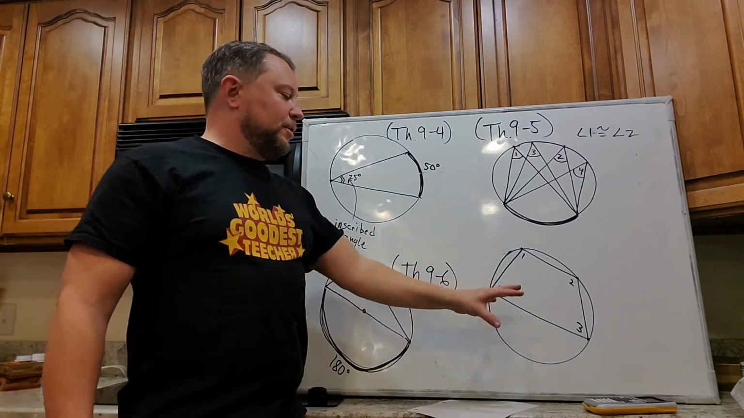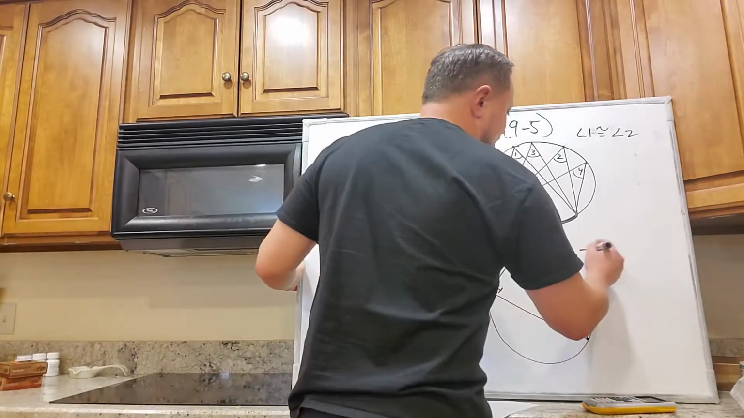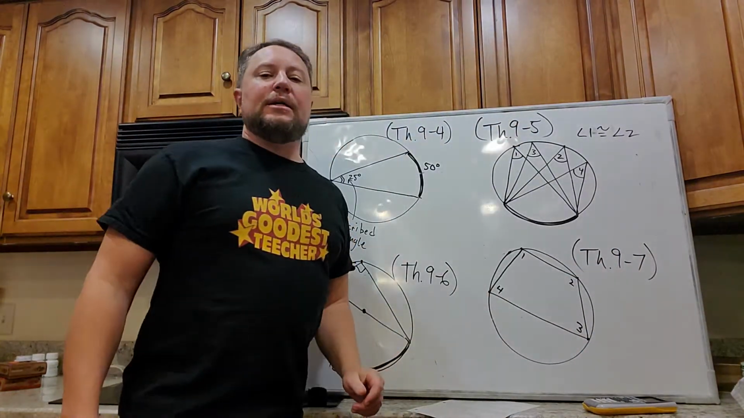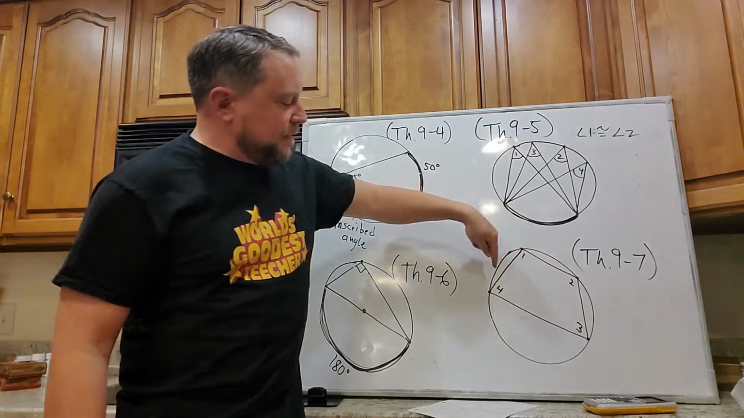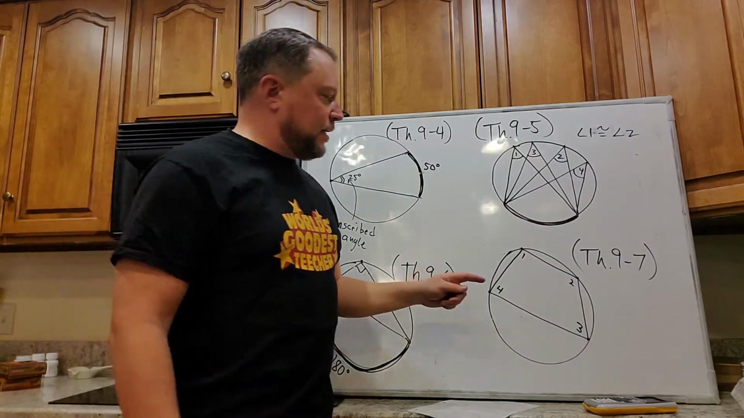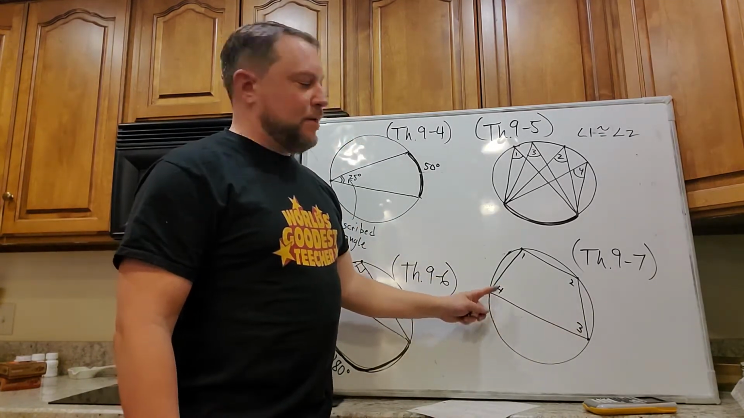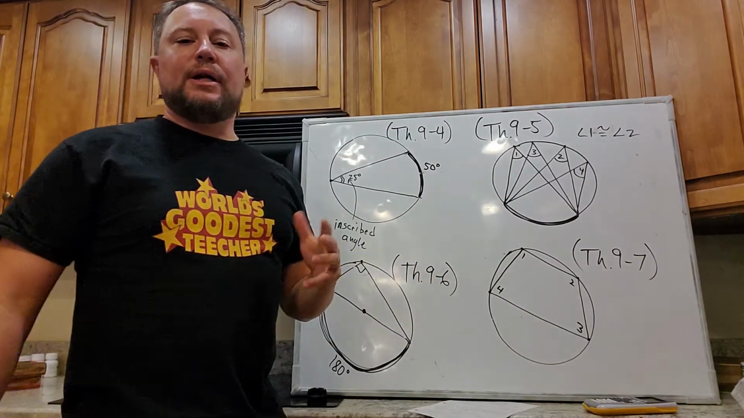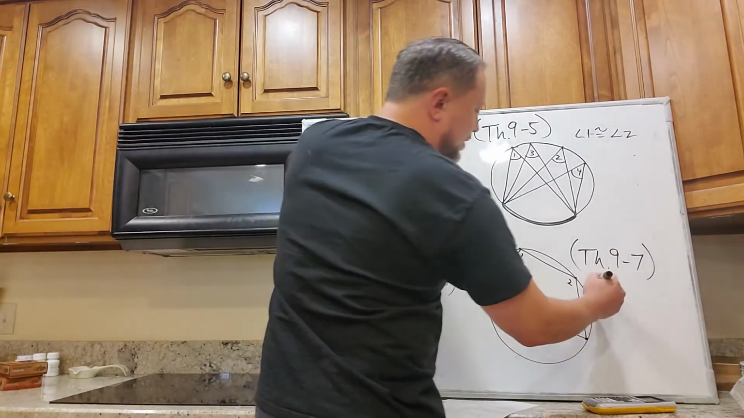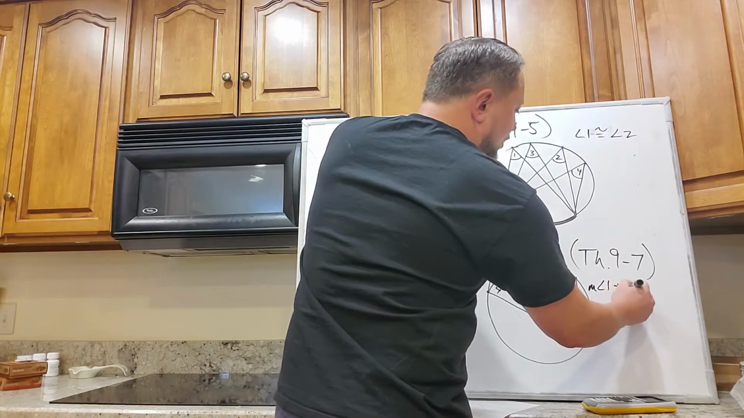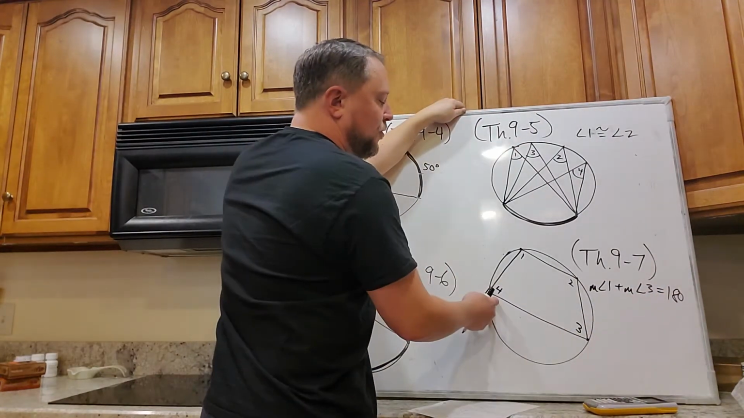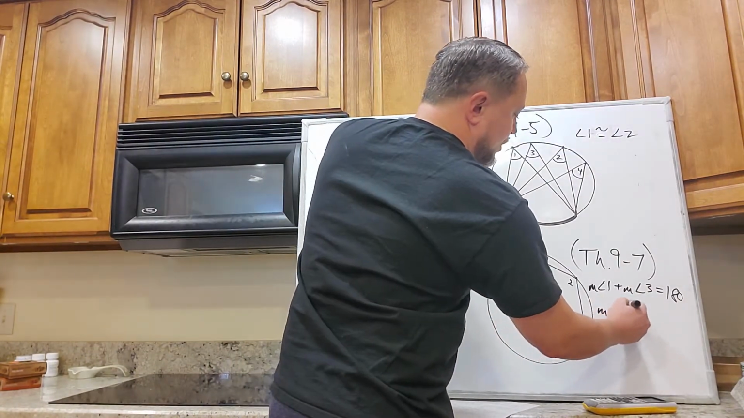It turns out, according to this last theorem, Theorem 9.7, it states that the opposite angles in our inscribed quadrilaterals, like 2 and 4 and 1 and 3, have a certain relationship. The opposite angles, like 1 and 3, are going to add up to 180. 2 and 4 add up to 180.